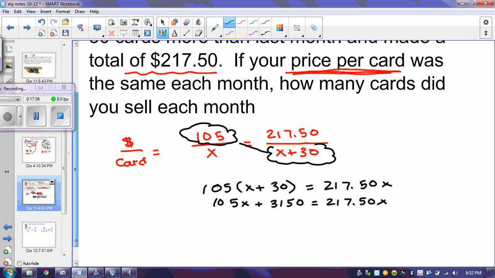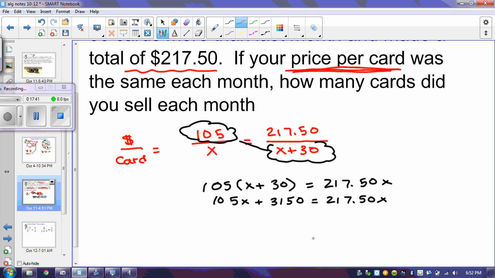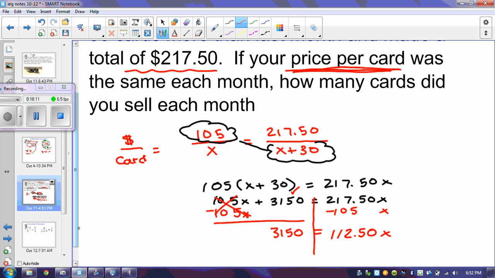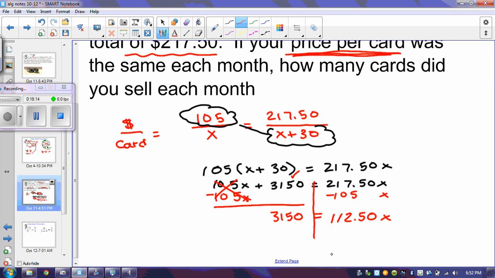Now, because I'm solving an equation, I want to always remember to look back at this and say, where are my x's? I have x's on both sides. I need to get them together. Since my constants are only over here, I will get my x's together on the other side by removing them from this side. So this is 0 x's now, leaves me with my 3150. And on the other side, I'll be left with 112.50 times x.